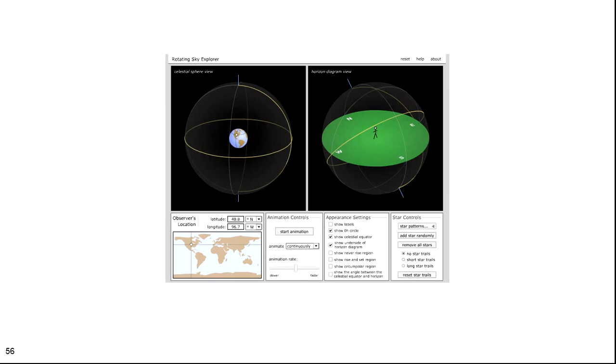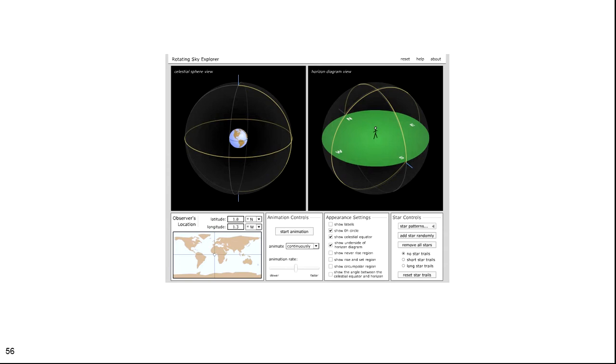This puts the previous animation in perspective. The left pane is a view of the celestial sphere from above. The right pane is an observer's perspective. Notice the map on the lower left. I'll put the observer at the 0, 0 point, right here off the coast of Africa.